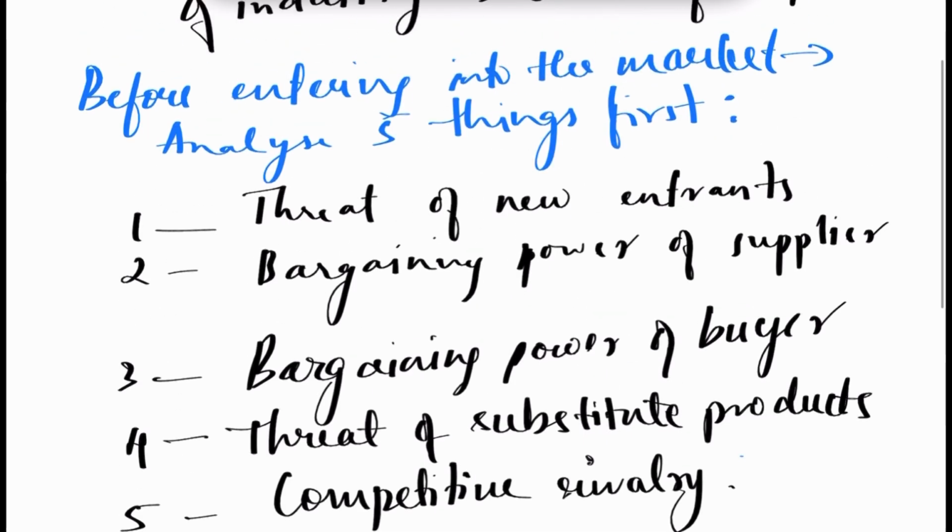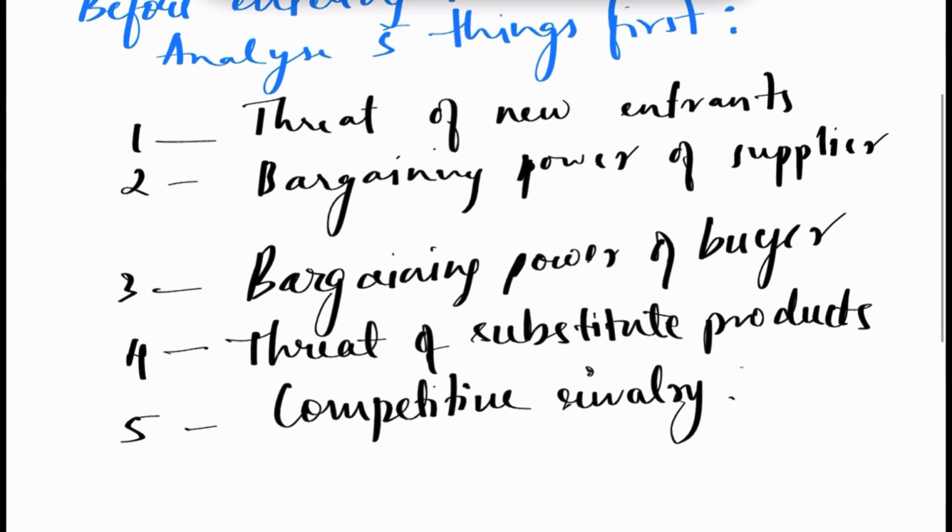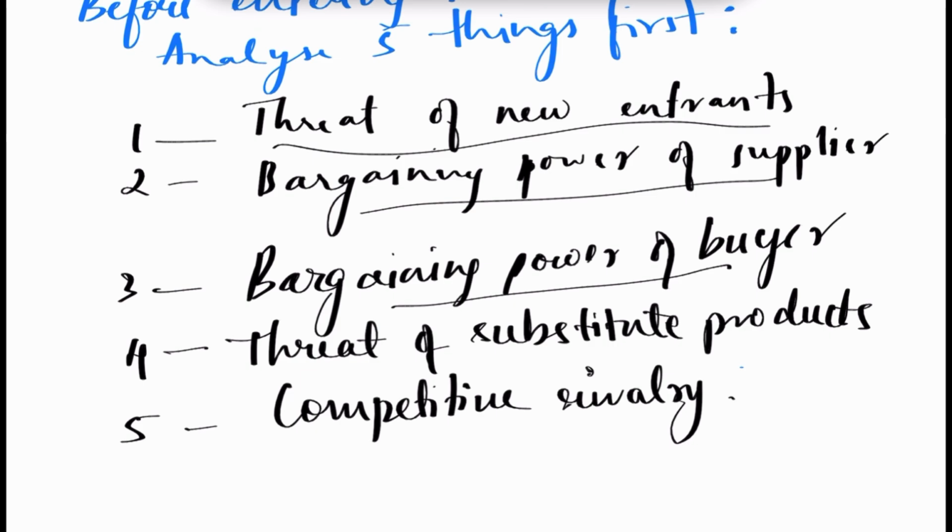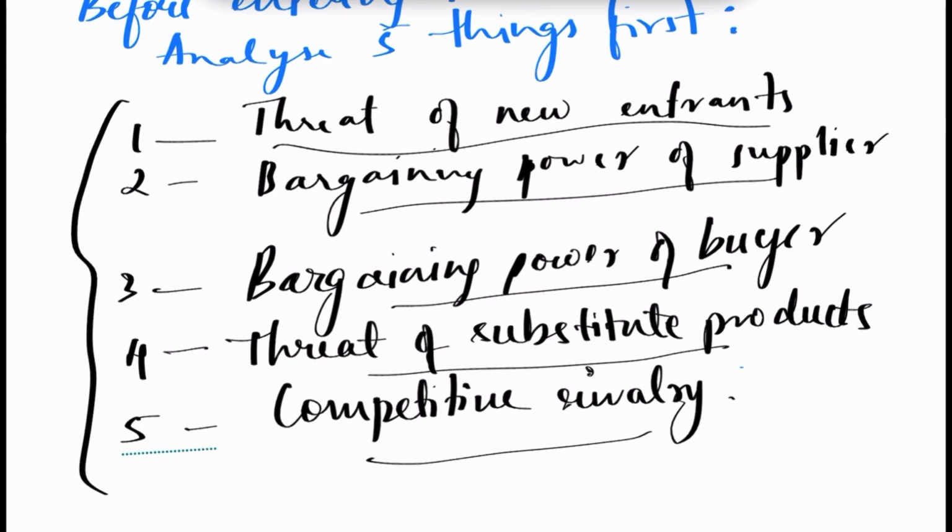Okay, so before entering into the market, you should analyze these five things first. Firstly, you should analyze the threat of new entrants, then bargaining power of the supplier, bargaining power of buyer, threat of substitute products, competitive rivalry. Okay, by these things, if you're confident that you will generate profit or you will be successful, then you should enter into the market.